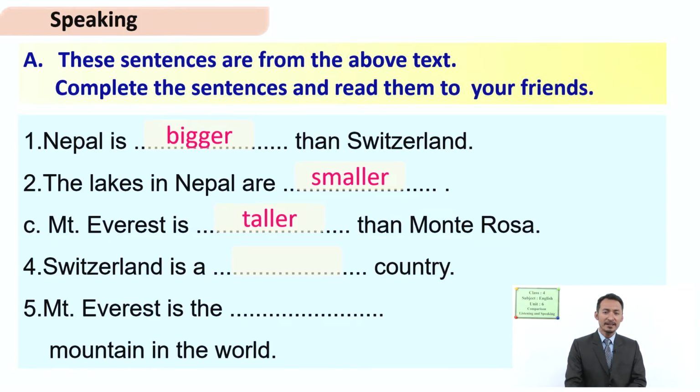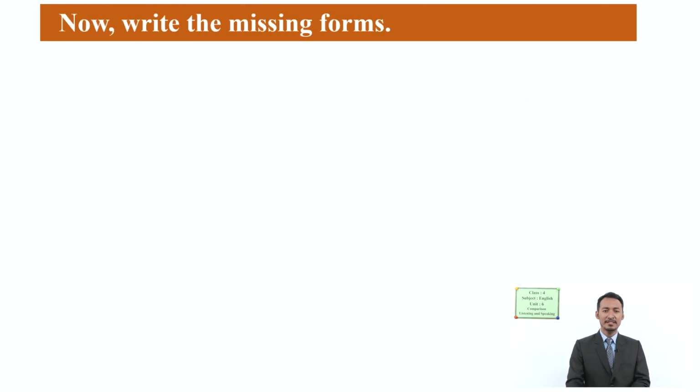And Switzerland is a country. What kind of country? Is it a poor country? No. It's a rich country. Yes, or you can say a richer country than Nepal. And Mount Everest is the highest mountain in the world. You are absolutely correct. Okay, students, so these are the sentences that we have read in our text previously. So I hope you have completed this exercise. Okay, now let's move to the next exercise.